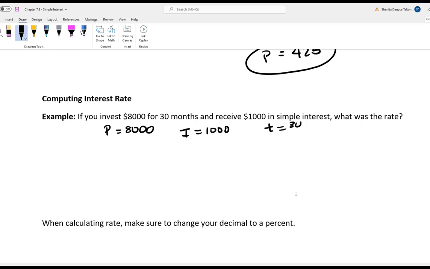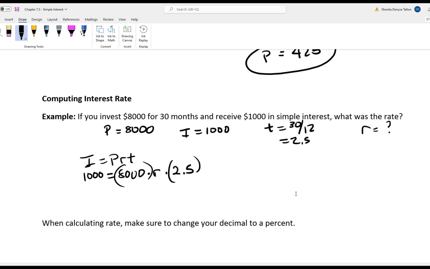So I'm going to take this 30 and divide it by 12. 30 divided by 12. And then we're trying to figure out the rate. The rate is, we don't know. So 30 divided by 12 is actually 2.5 years. So you can use 2.5 in your calculations. So once again, we're going to use I is equal to P times R times T. We're going to plug in our values and we're trying to calculate R. So I'll put these in parentheses.